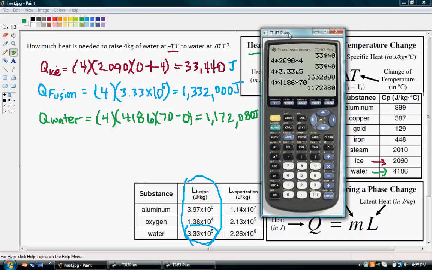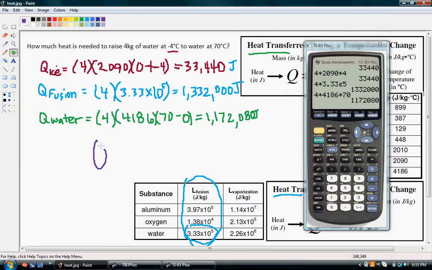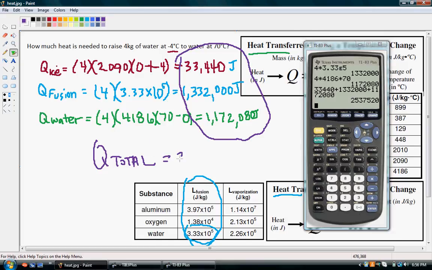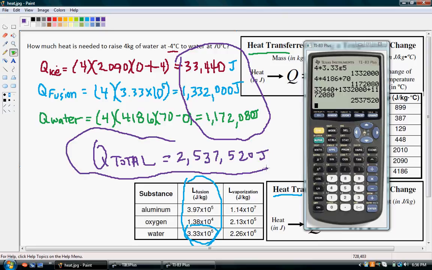Alright, so now what we do to find the total heat, Q total, we just add all of these together. So that's going to be our 33,440 plus our 1,332,000 plus our 1,172,080. And we get 2,537,520 joules. So this is the total heat that was needed in order to bring that ice, which was at -4 degrees Celsius, to water at 70 degrees Celsius.